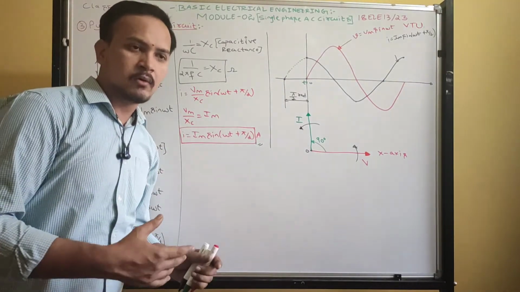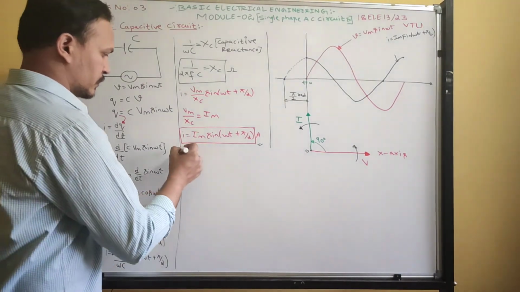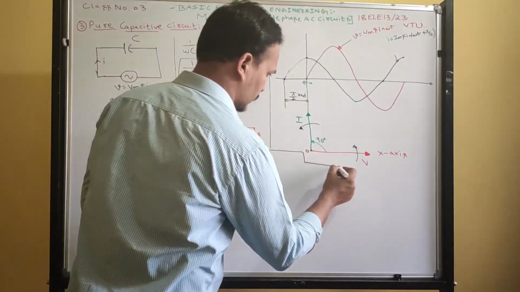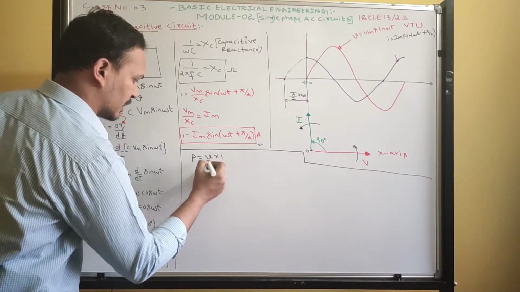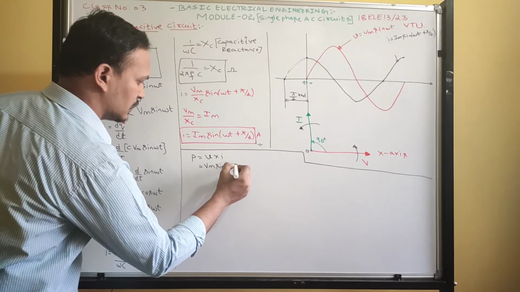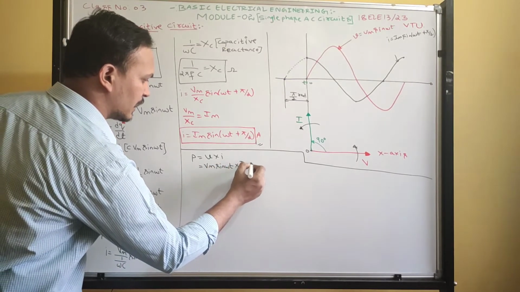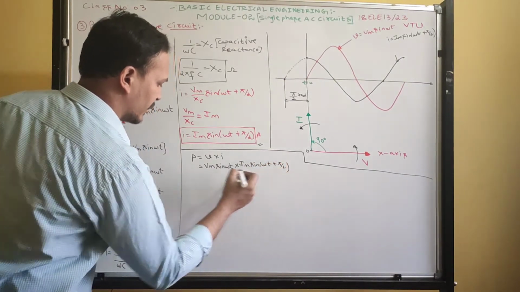Now we can derive the power consumed in a pure capacitive circuit. So what about the power consumed in a pure capacitive circuit? That we can look at over here. Power is equal to voltage into current. So what is voltage? Vm sin omega t, into what about current? i = Im sin(omega t + pi/2).